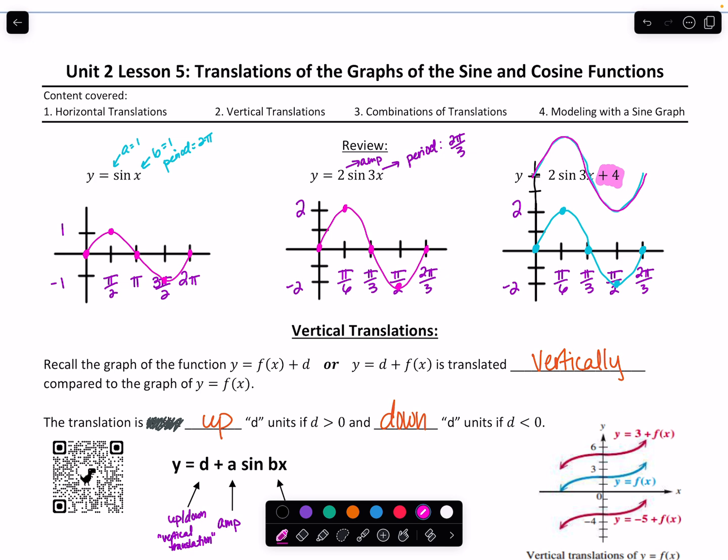So we're going to talk about that a little bit more today in this section, about that translation, vertical translations of sine and cosine.